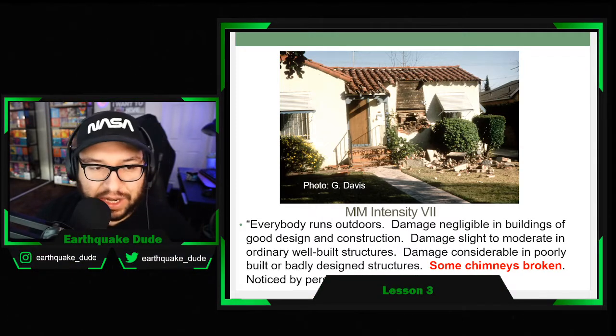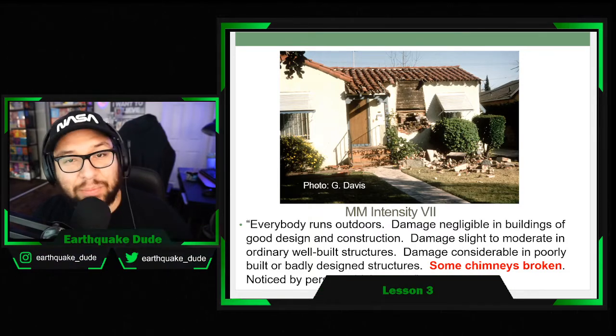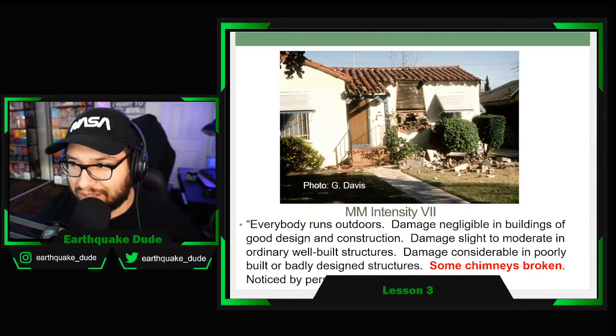Again, here's another example from the 1994 Northridge earthquake. You can see the chimney clearly collapsed.